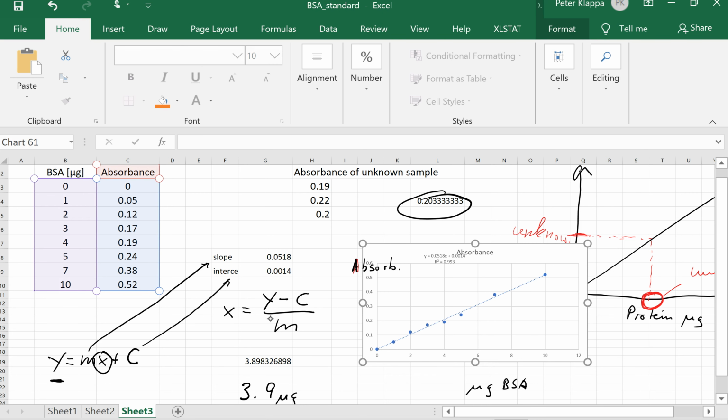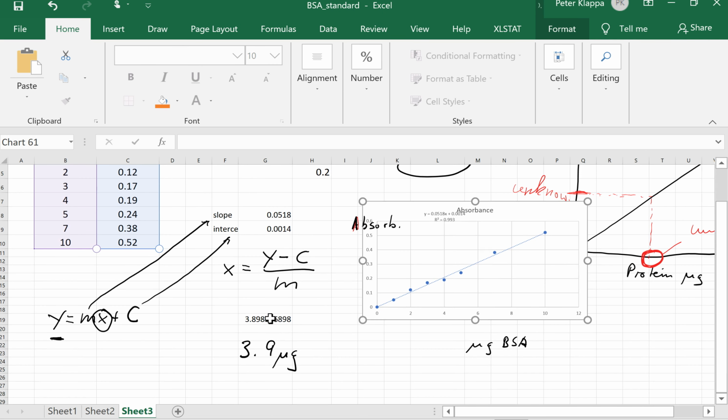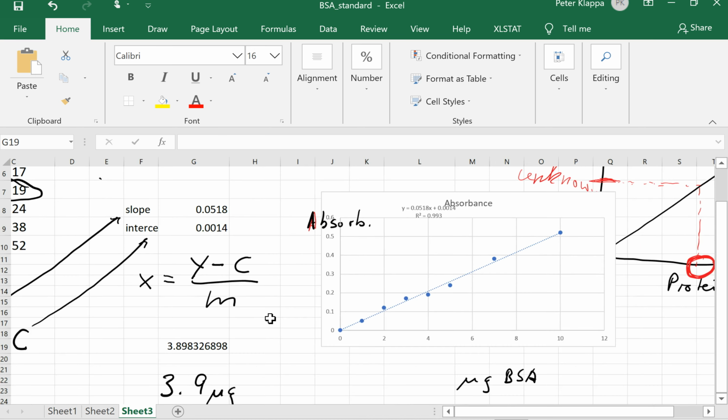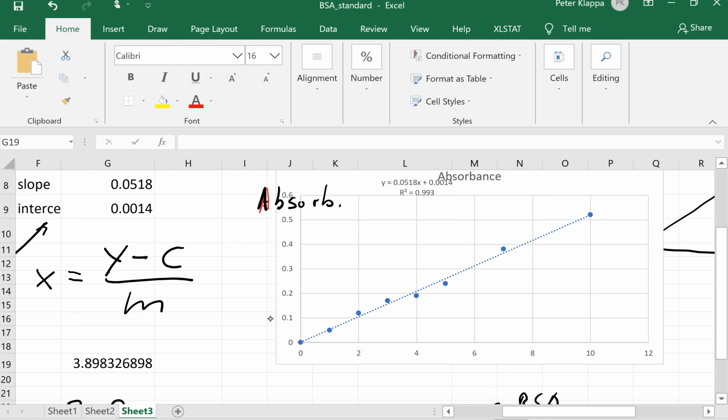is equivalent to around this range here. Why is it not 4? Why is it not a little bit above 4? Well, what we see is that the values on the standard curve are not all exactly on a straight line. So there is some variation in the standard curve.